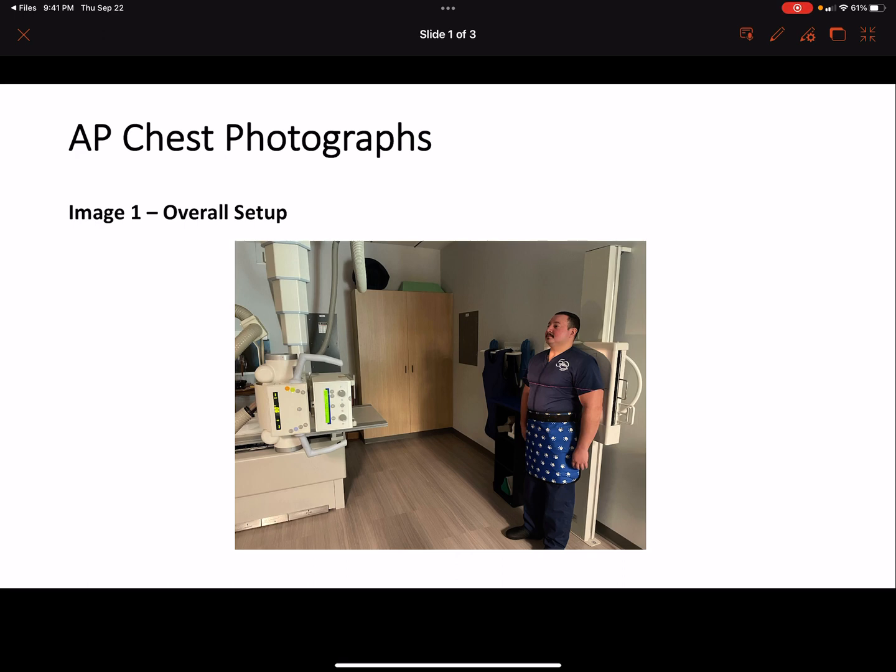Patient position. The patient is erect with posterior facing the wall bucky. Arms are at the side slightly rotated medially to roll the patient's shoulders forward.